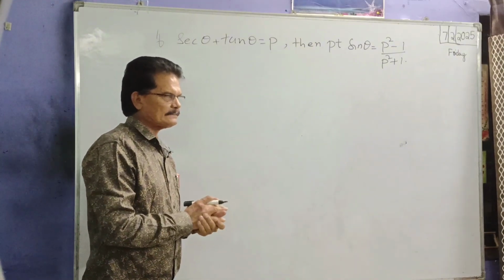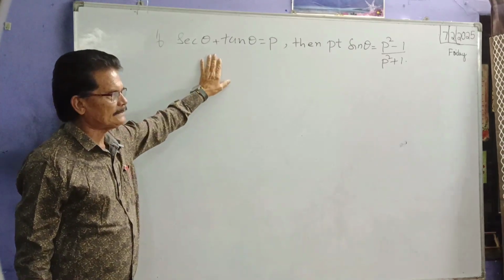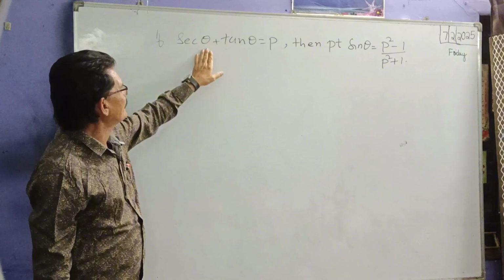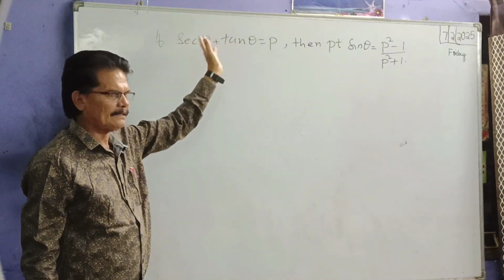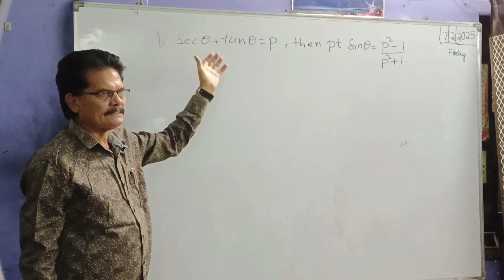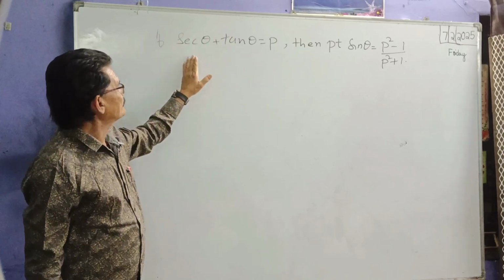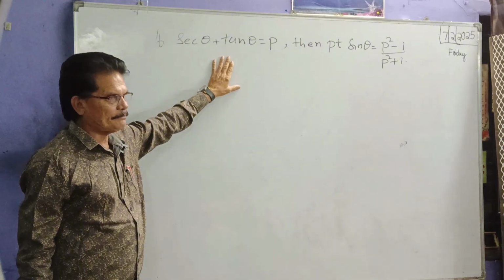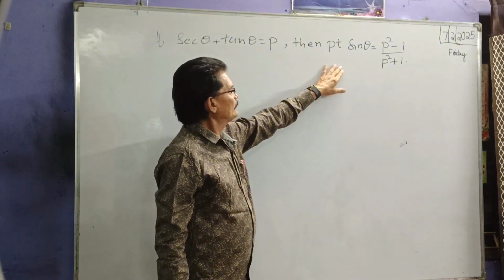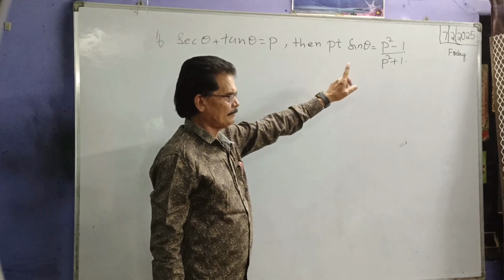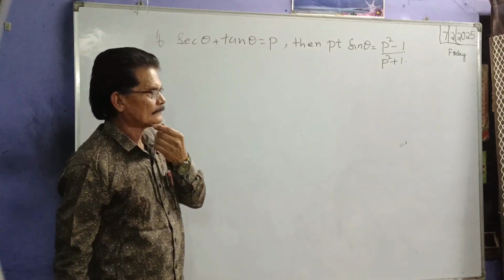So what is given over here? Sec theta plus tan theta is equal to P, or sec k plus tan a is equal to p, or something else. Whatever name is here, we maintain the same name over there. If sec theta plus tan theta is equal to p, then we have to prove that sin theta is equal to p square minus 1 by p square plus 1. Right?